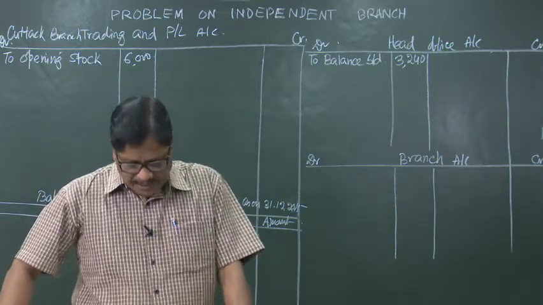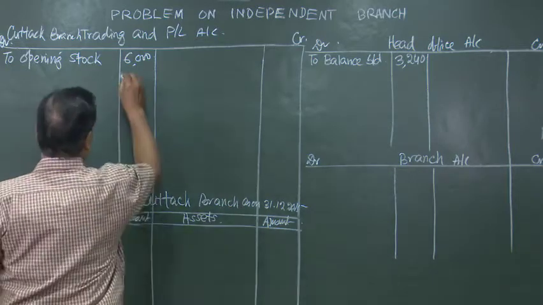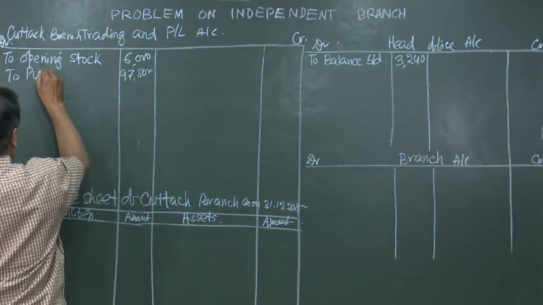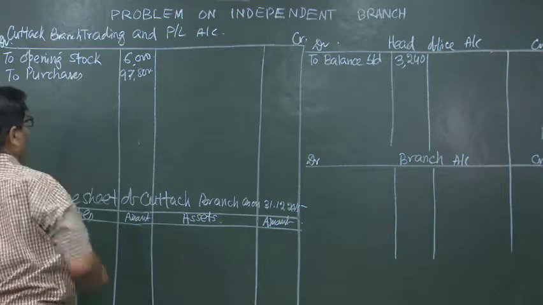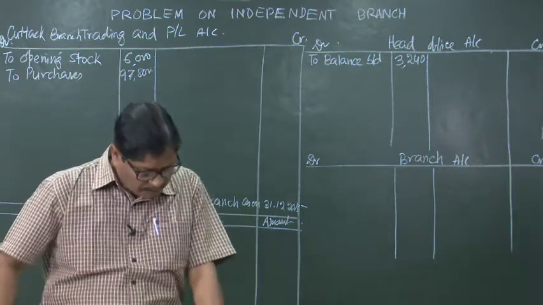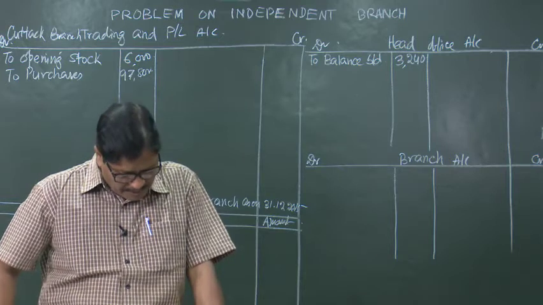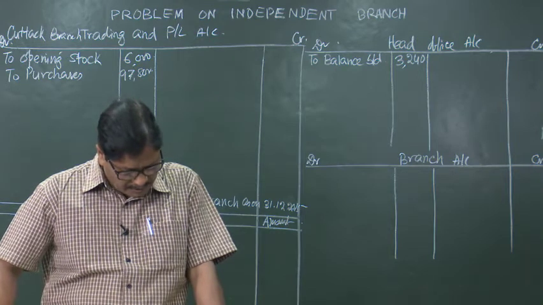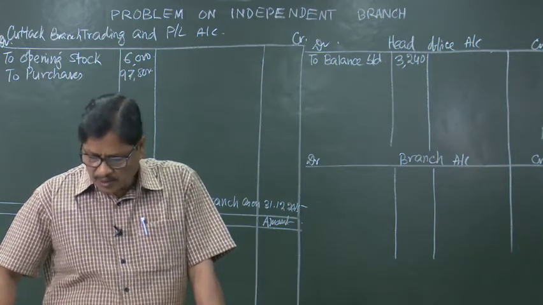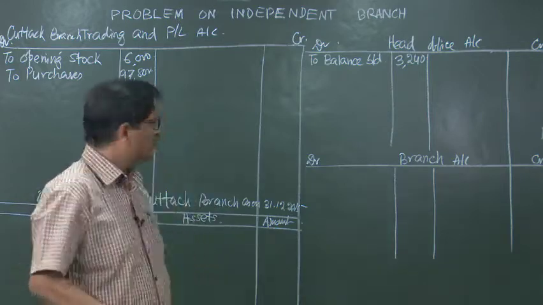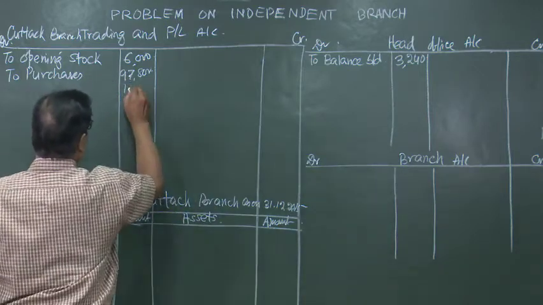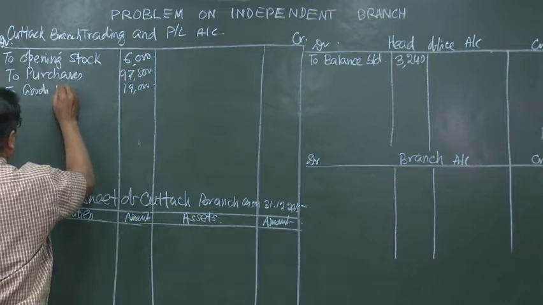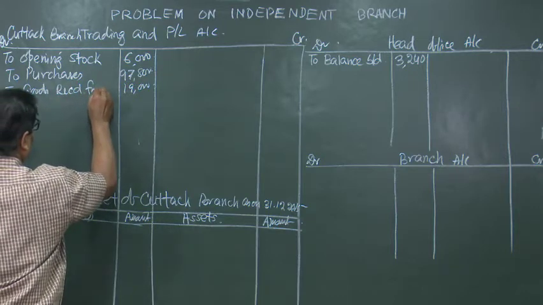Purchases 97,800, that is also a trading account item, to purchases 97,800. Next one is goods received from head office 19,000, but actually goods supplied to head office 6,000, that is the return. So, goods received from head office 19,000 in addition to the purchases. So, 19,000 we can write to goods received from head office.